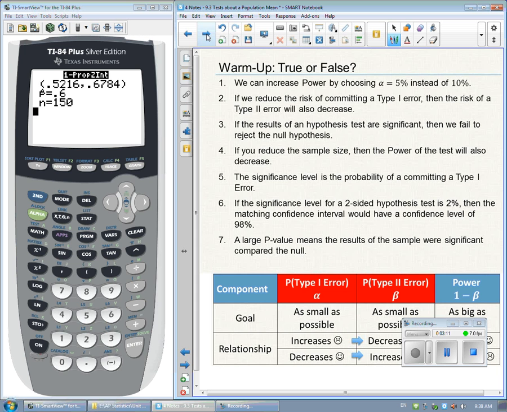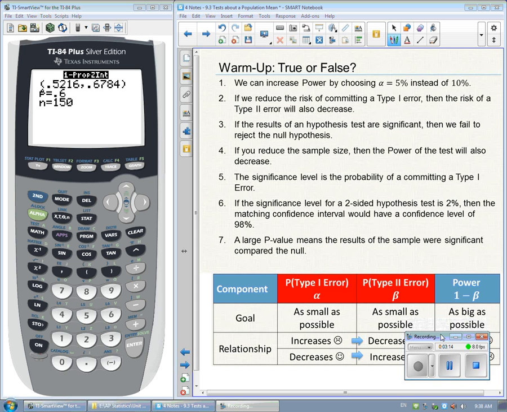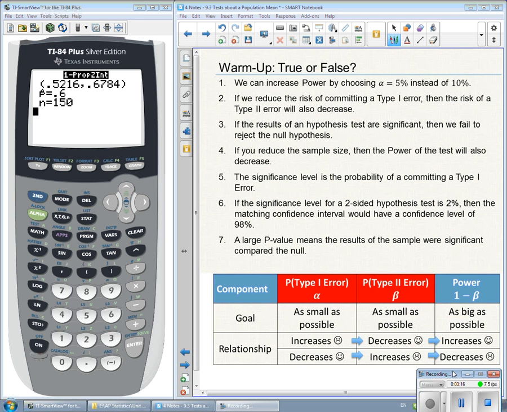Okay, so in your warm-up, you were given 13 statements, and you were asked to determine if they were true or false. I've got the table at the bottom to help you answer some of these. So in number 1, it says we can increase the power by choosing an alpha level of 5% instead of 10%. So if we choose 5 instead of 10, we're basically lowering alpha. So if we lower alpha, that brings us down to our table. Alpha is the probability of a type 1 error. If we decrease it, if we look to see how that influences our power, it actually decreases our power. And so this statement would be false. It's not going to increase power to do that.